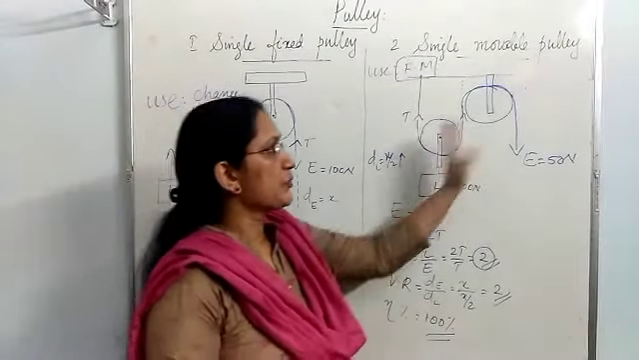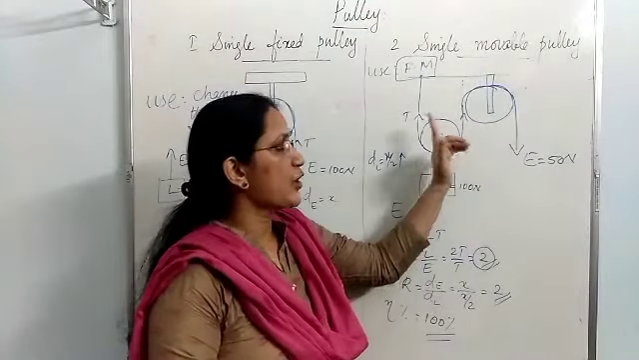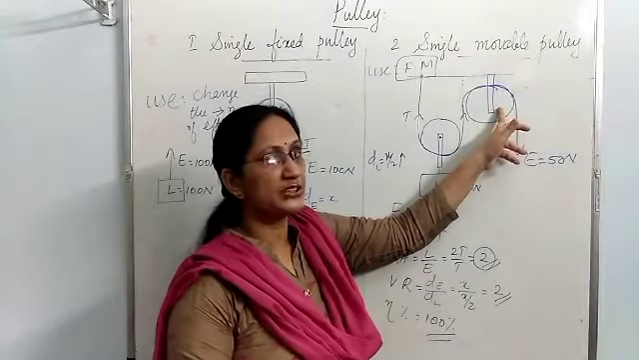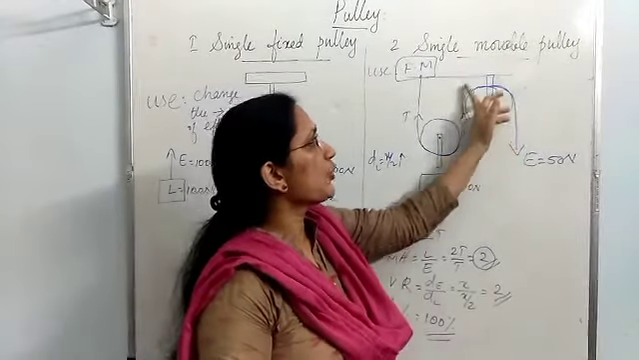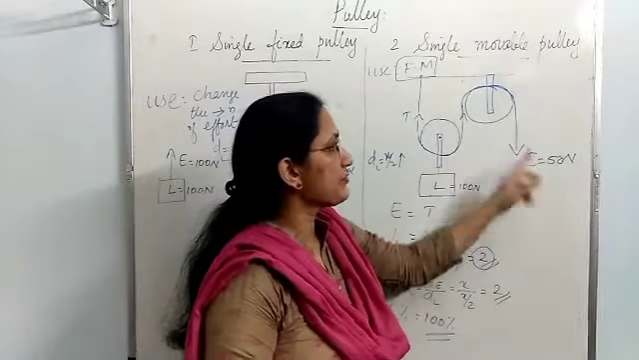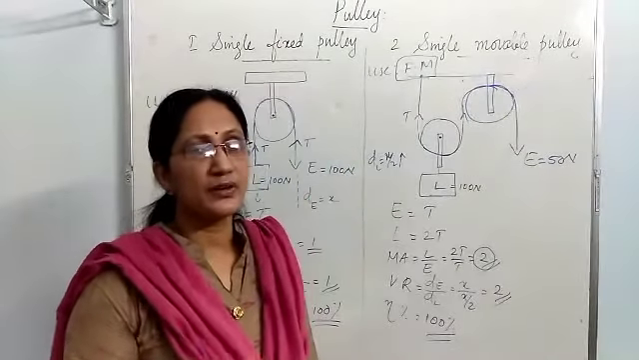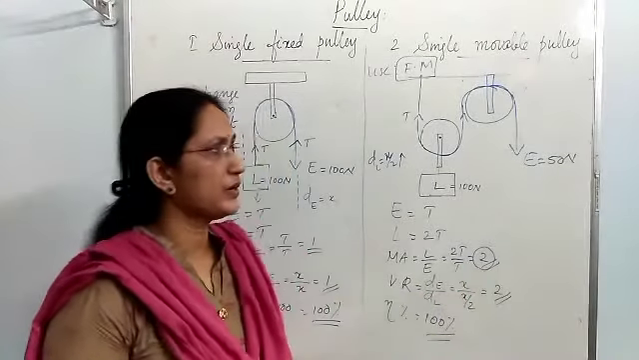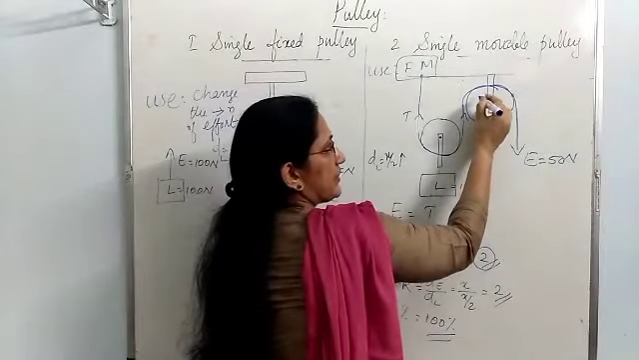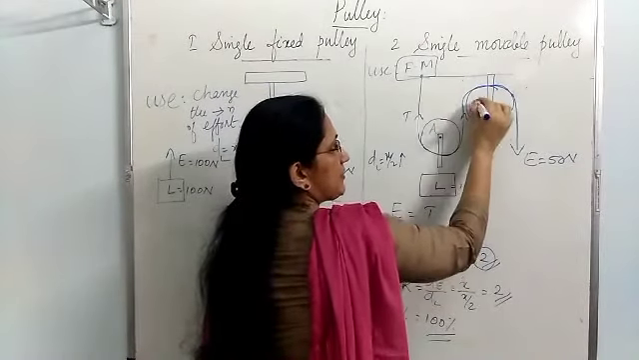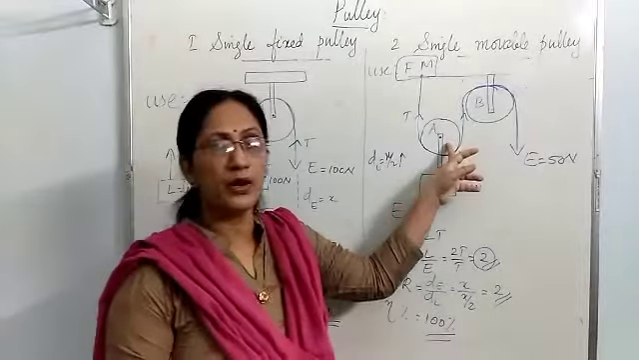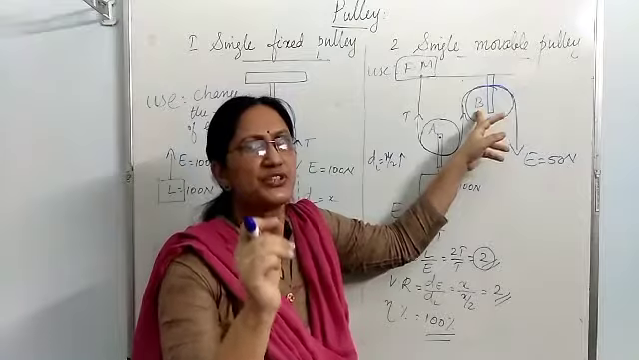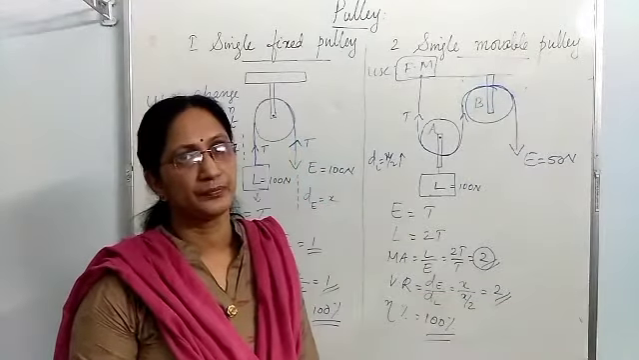Then just the modification what I made here is, in order to apply the effort in downward direction, you can attach one more fixed pulley here and pass the rope over that pulley so that effort can be applied in a downward direction. MA will be 2, VR will be 2, it will remain fixed. Only the use of this extra pulley, let me name them as A and B. Here A is the movable pulley, B is a fixed pulley, and the role of this pulley is just to change the direction of effort.